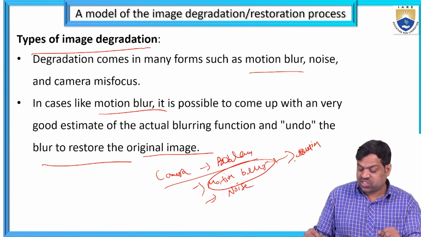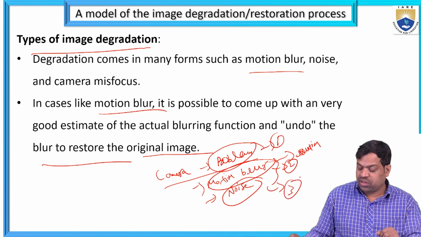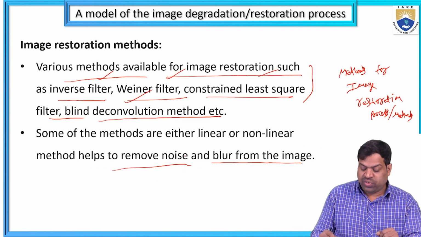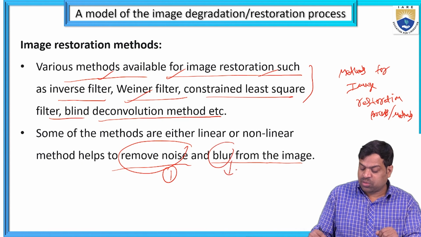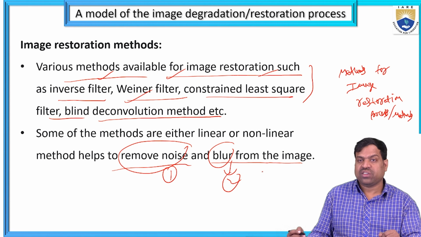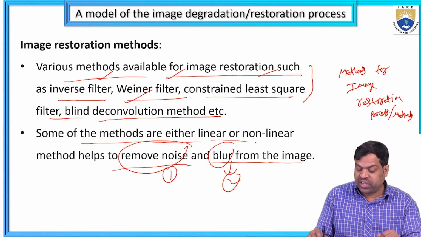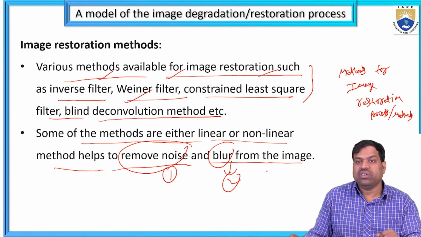In the previous part we discussed noise and blurring. Camera problem, motion blurring, or noise: these are the three problems we are getting. Removing the noise is one problem, and the blurring is another problem. So one and two are the problems we are facing with the image. How we overcome them is that we use either a linear or non-linear method to help remove noise and the blurring of the original image.